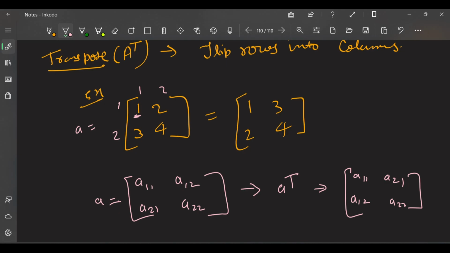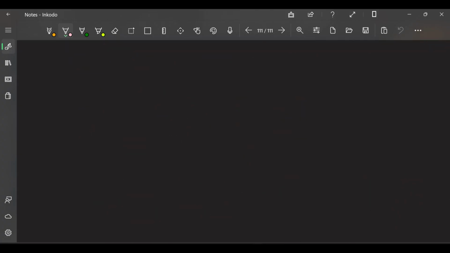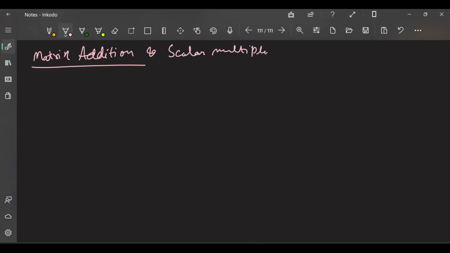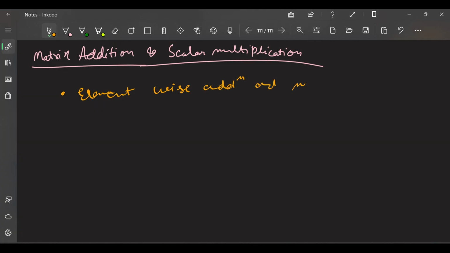So the next is matrix addition and scalar multiplication. Let me go to the next page. So the next is matrix addition, or scalar multiplication. In this, it is element-wise addition and multiplication.